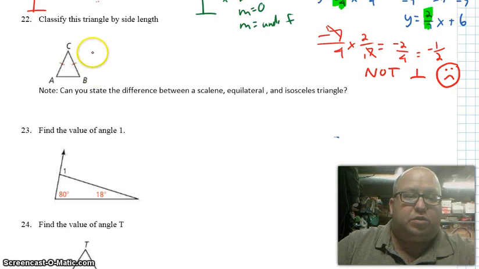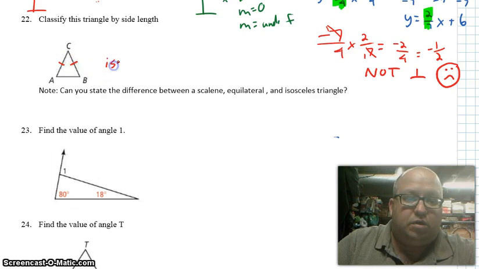All right, classify this triangle by its side length. This triangle right here has AC equal to BC. That's two sides equal. It is isosceles.